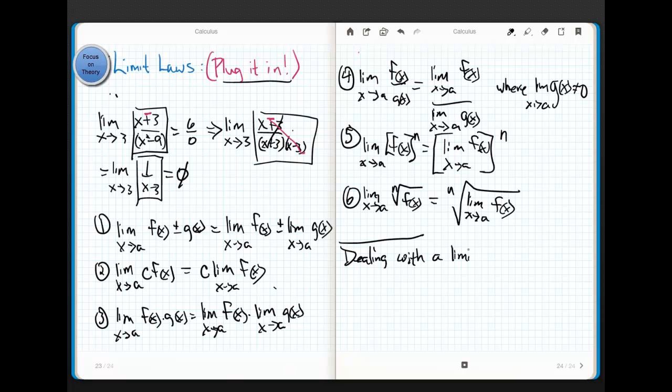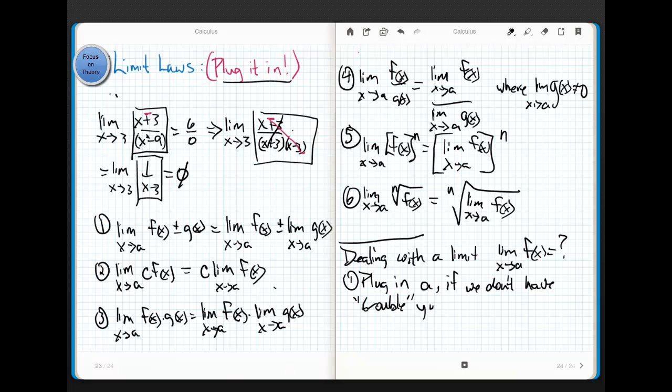Dealing with a limit, step 1: plug it in. Plug in a. In other words, remember this limit is the limit as x approaches a of f of x. Plug in a and see what happens. If we get a number, if we don't have trouble, you're done.